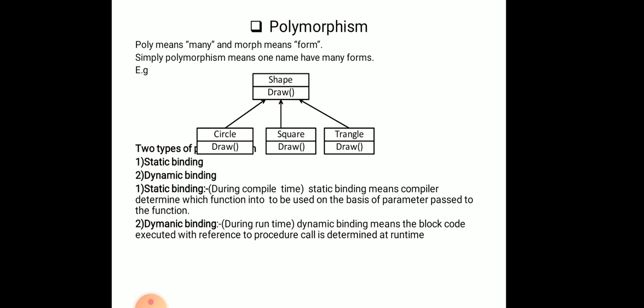Static binding occurs during compile time. Static binding means the compiler determines which function is to be used on the basis of the parameters passed to the function. And dynamic binding occurs during runtime. Dynamic binding means the block of code executed with reference to the procedure call is determined at runtime. Understand that? There are two types of binding: static binding occurs during compile time and dynamic binding occurs during runtime.